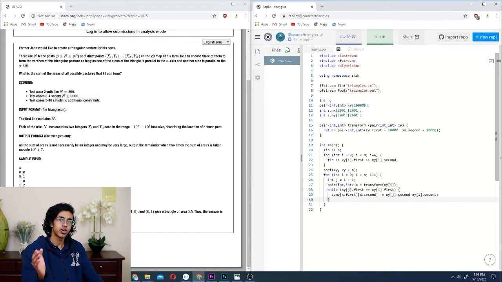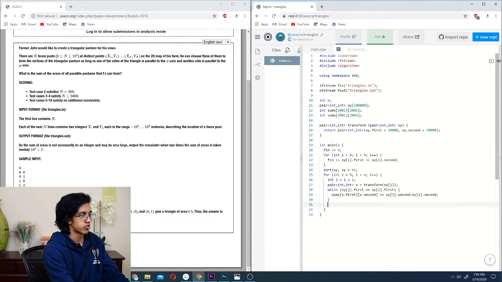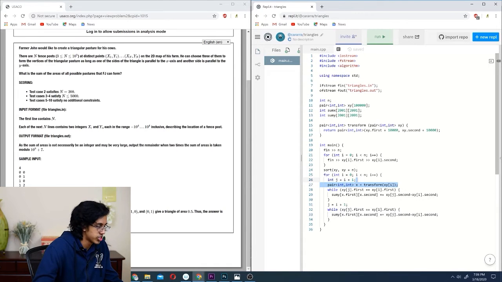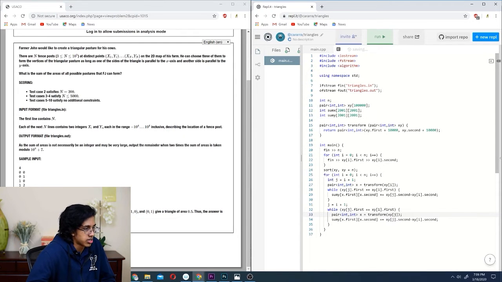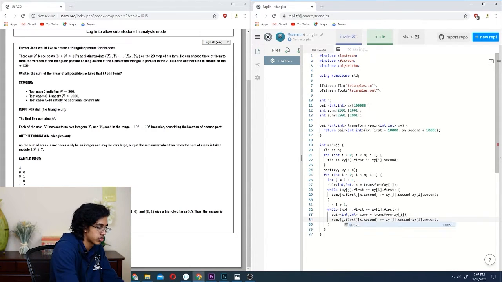And now once we've gotten the sum for the first guy, we could use our transform to get the sum for the next guy, and the next guy, and so on and so forth. So we're going to do the same thing, j is equal to i plus 1, and then the same loop, a while loop again. And then we're going to transform each one individually. xyj this time, and let's set this to new car, car dot first, car dot second.